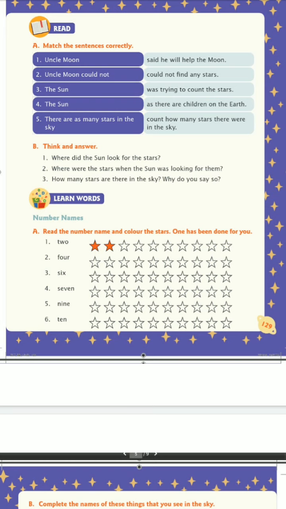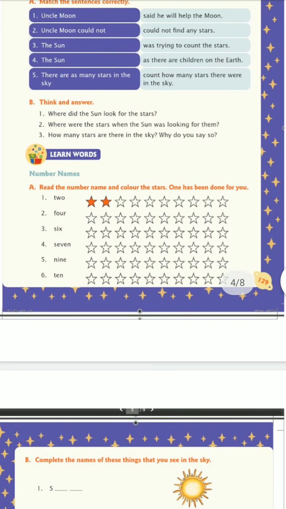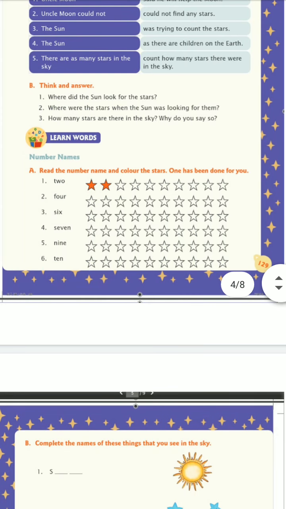Now the B part says think and answer. First question is, where did the sun look for the stars? The sun was looking for the stars everywhere. Like the sun looked under the rocks, in the nests, and on the roofs of the huts. Where were the stars when the sun was looking for them? The stars were not there in the sky.